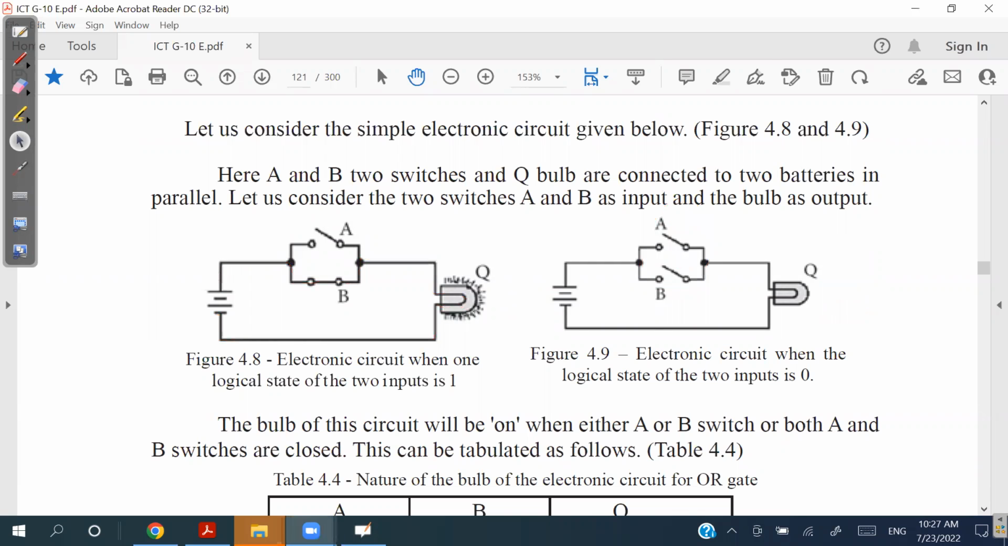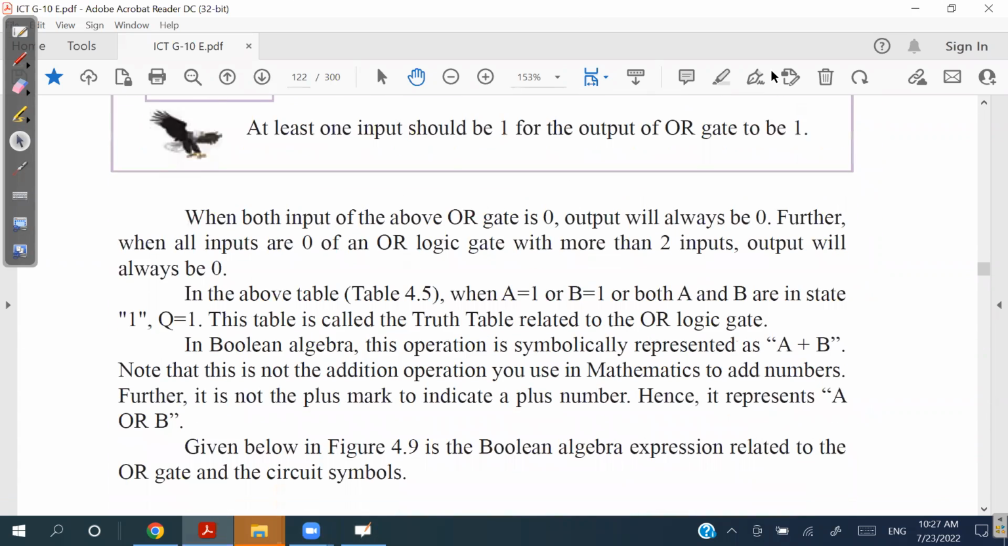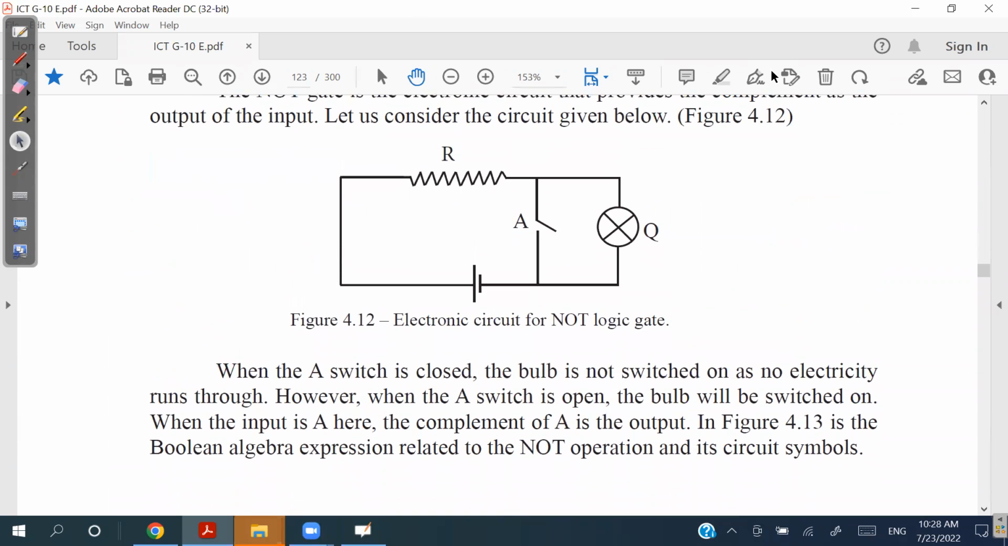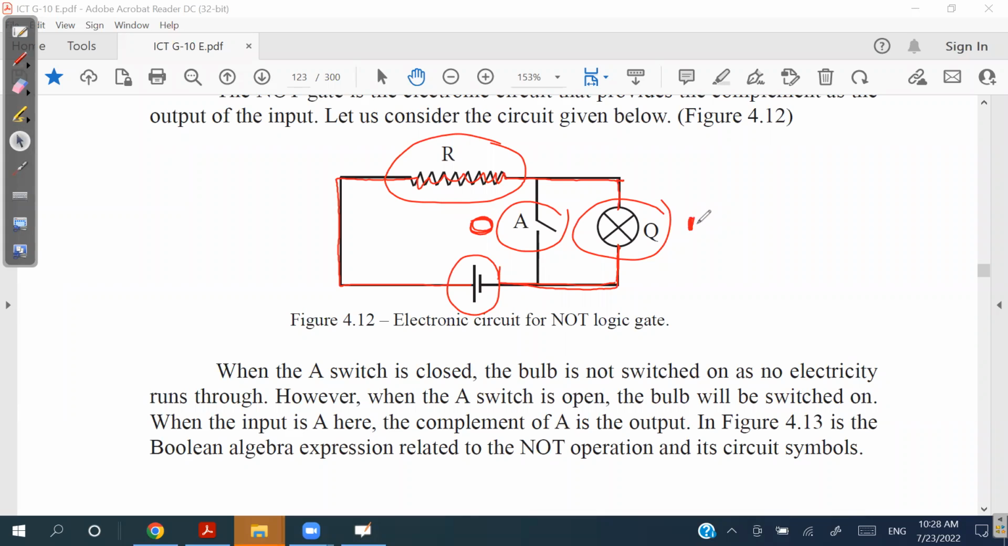Right? Look at the way they have simulated the NOT gate. They have used a trick over here, right? They are using a resistor, and a bulb and a battery, and here there is a switch. When the switch is open, electricity flows over the resistor, goes here, goes through the bulb and completes the circuit. That means when A is 0, the bulb is going to light up.